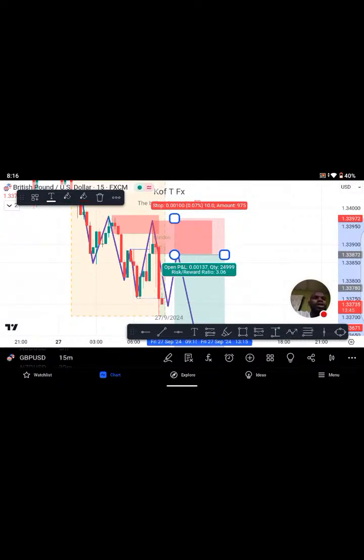This is not financial advice. Please, if you are not willing to lose the money, do not take the trade. Don't risk money you cannot afford to lose. Only risk the amount of money you can afford to lose.